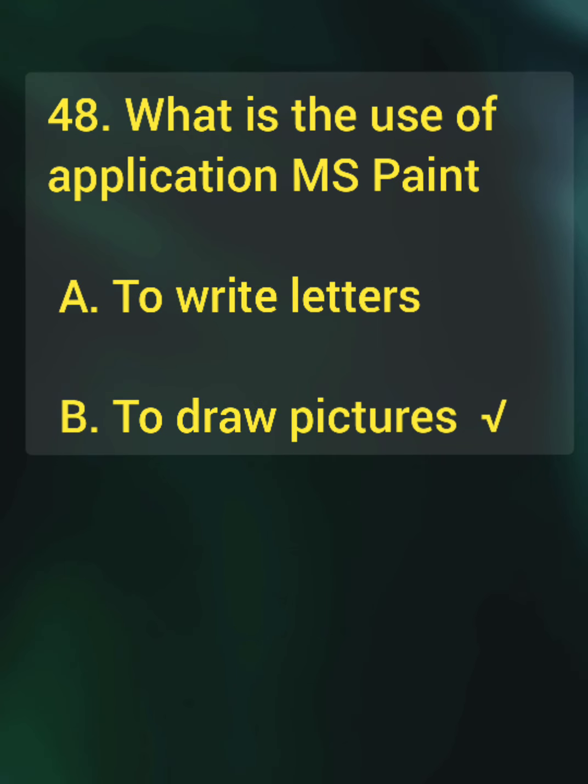What is the use of application MS Paint? Option A, to write letters. Option B, to draw pictures. And the answer is option B, to draw pictures.